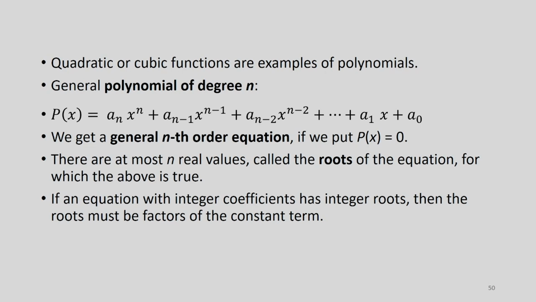Now, if we consider this to be an equation rather than a function, that is p(x) equal to 0, then we have an equation. Then there are at most n real values called the roots of the equation for which the above is true. So, this is the definition of roots of the equation. The number of the roots can be at most n if they are real values. If an equation with integer coefficients has integer roots, then the roots must be factors of the constant term. So, let us look at this idea.